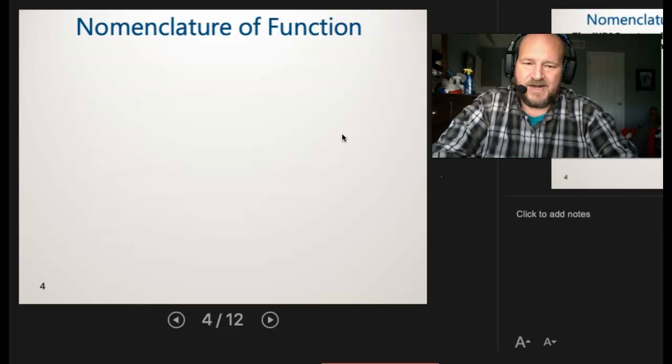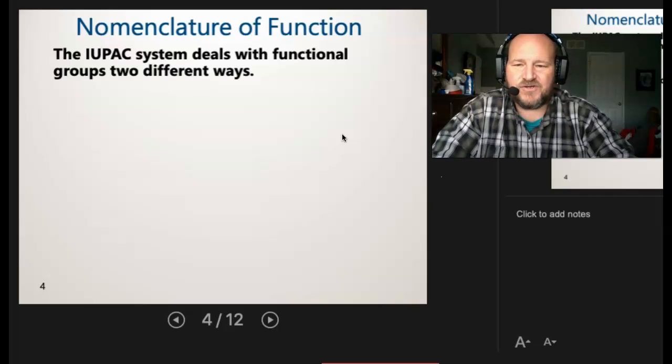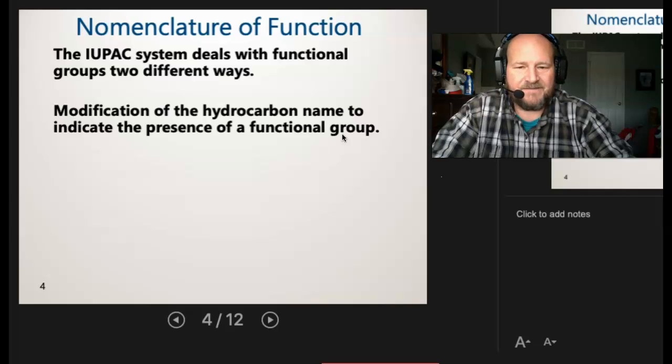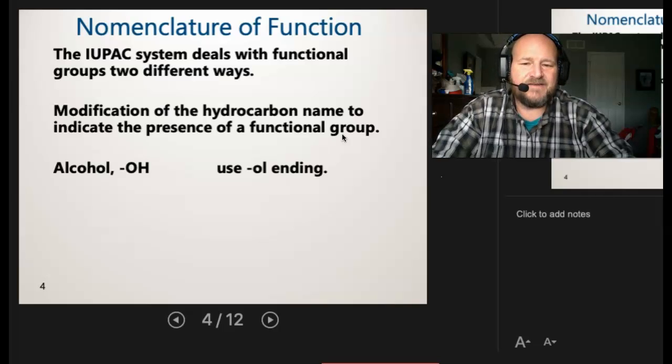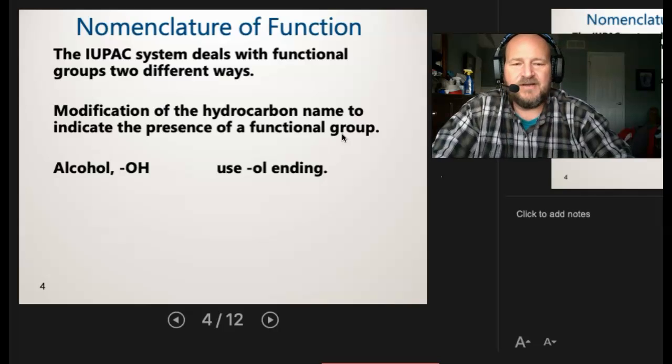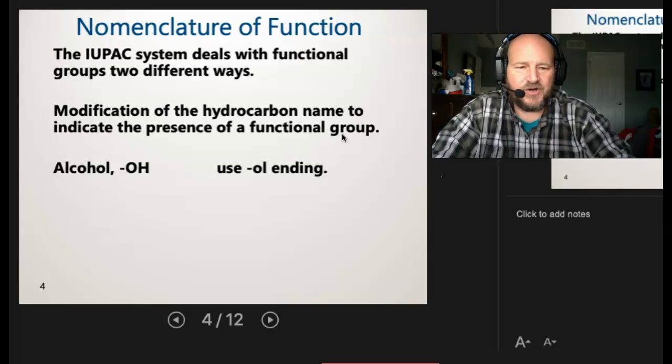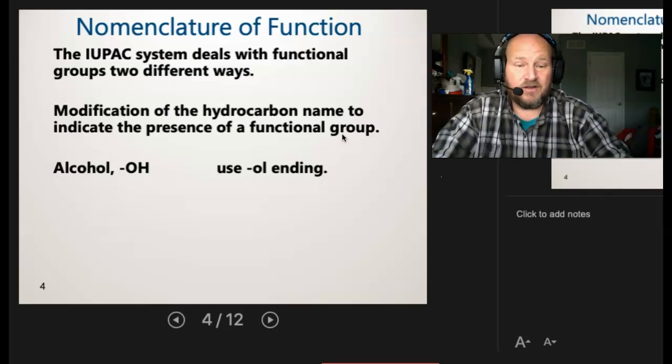Now, we're not going to worry about naming, but for the nomenclature of the functional group, we go back to that IUPAC system. We're basically going to modify the hydrocarbon name to give it an ending based upon the functional group. So here we have alcohols. The minute we have an OH in there, we'll use an -ol ending, right? So methanol, ethanol, these are alcohol groups.